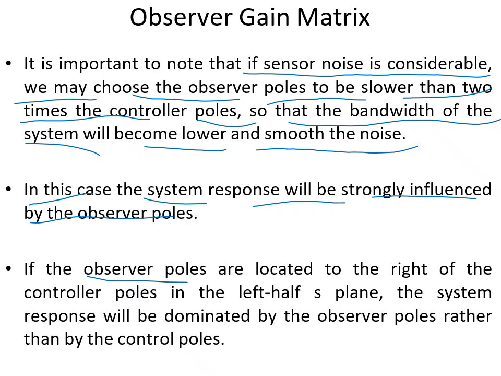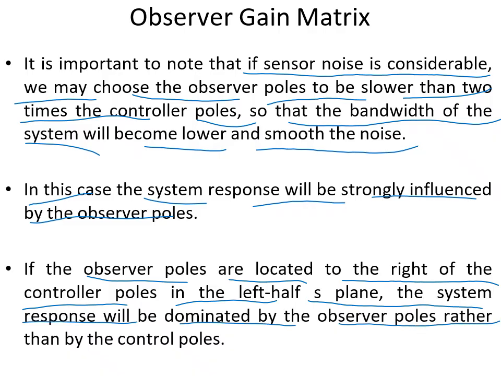If observer poles are located to the right of the controller poles in the left half of the S-plane, the system response will be dominated by the observer poles rather than the controller poles. If the poles are to the right of the controller poles, then they will be the dominant poles in the system.